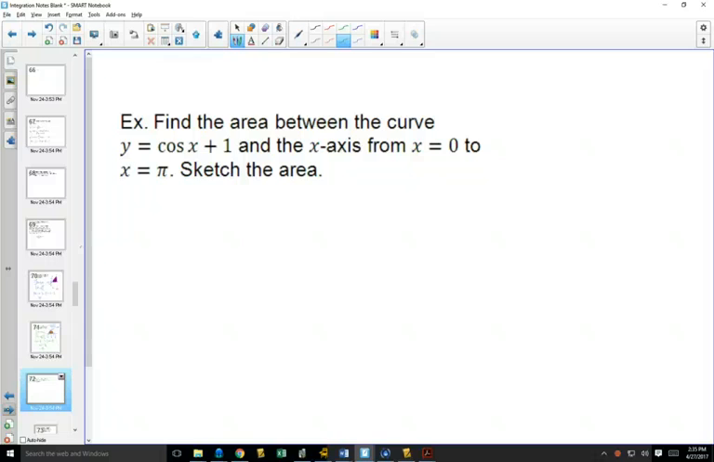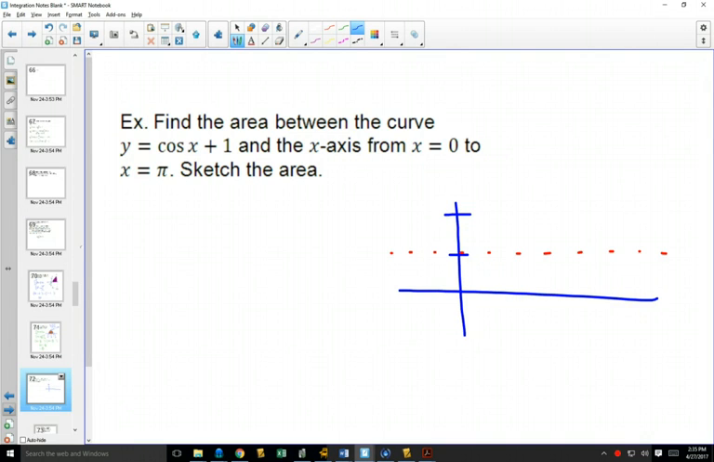Find the area between the curve y equals cos x plus 1. So again, what does cos x plus 1 look like? Well, our cos graph shifted up 1. Our sinusoidal axis would be here. We're graphing it from 0 to pi, but as far as graphing it goes, I'm going to graph it between 0 and 2 pi. Cos graph starts at a maximum.